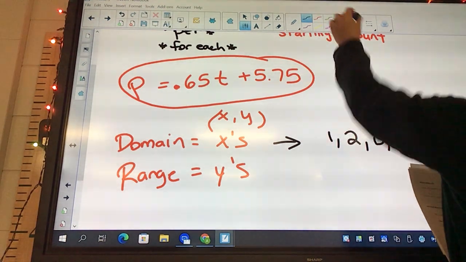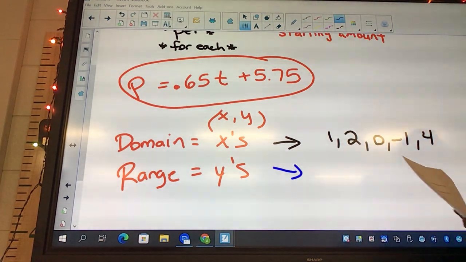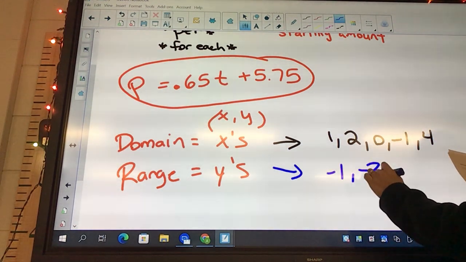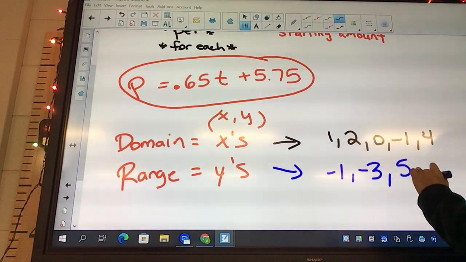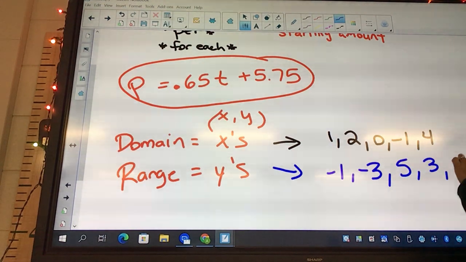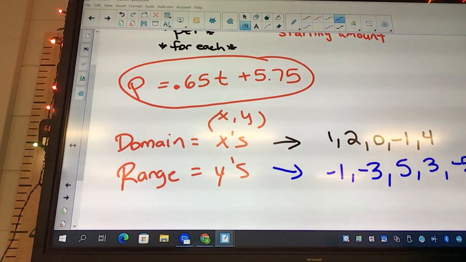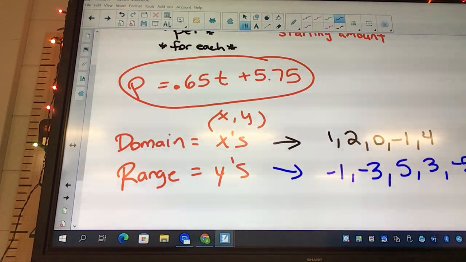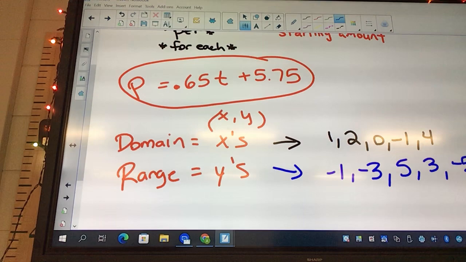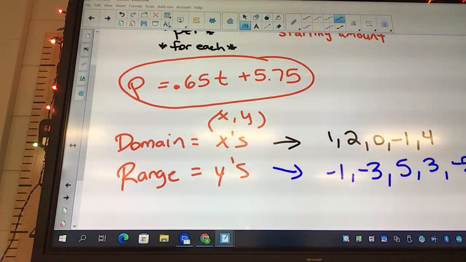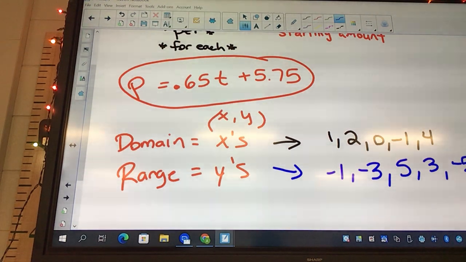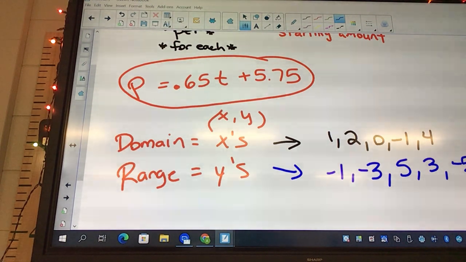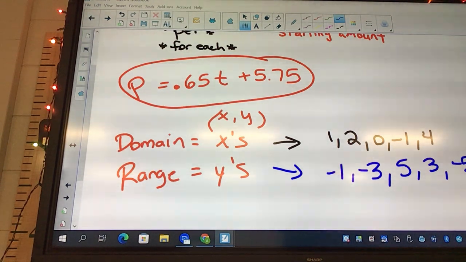The range is totally separate. So what is our range? -1, -3, 5, 3, -5, -4. So the only one you don't write down twice is what? 5. 5 is the one we did not write down twice.